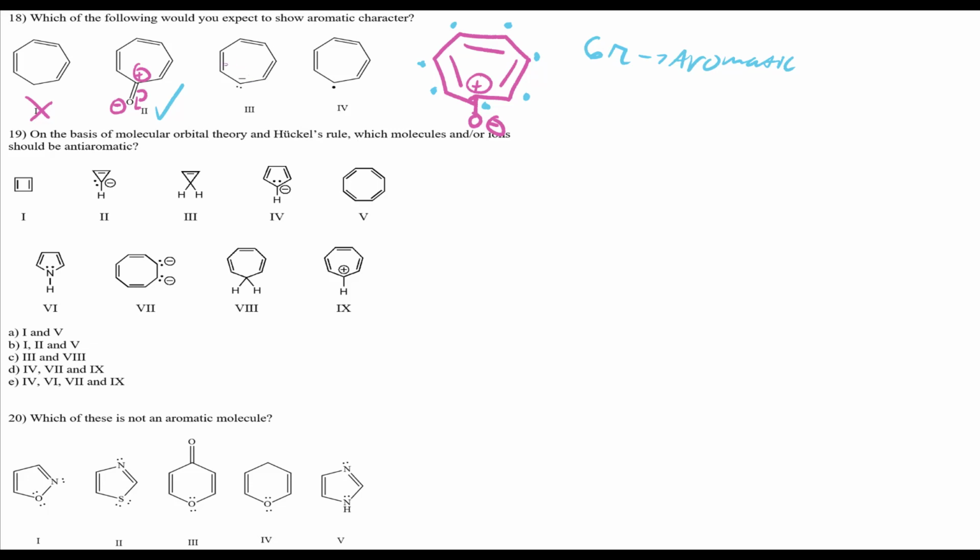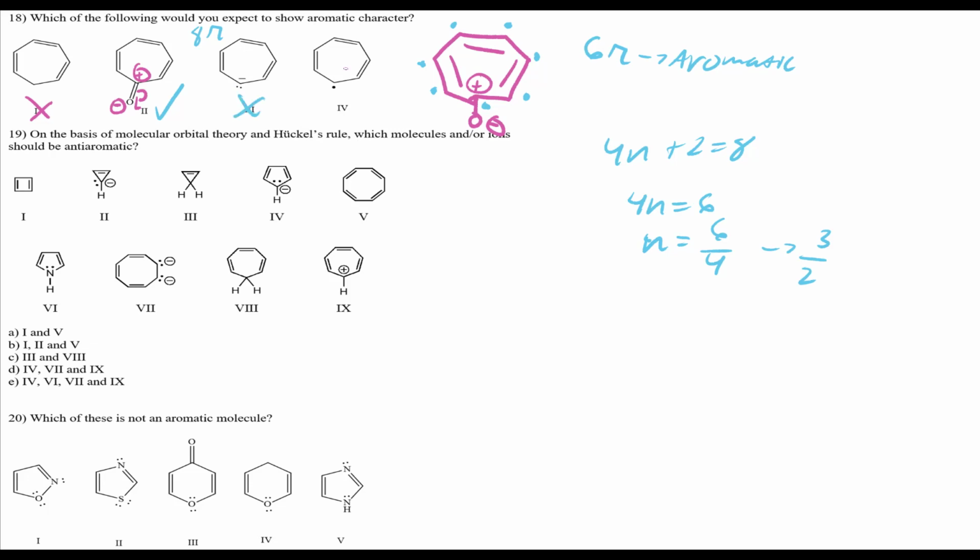But what about the electrons? We have 2, 4, 6, 8. We have 8 pi electrons, and that's not good. So 4n plus 2 is equal to 8. Therefore, 4n is equal to 6, and n would be equal to 6/4, which I believe would be 3/2 if you divide by 2. But that's a fraction, and that's not good. So 3 is wrong.